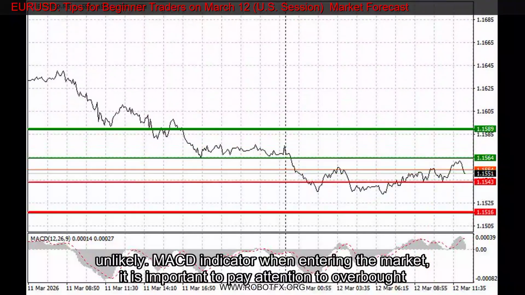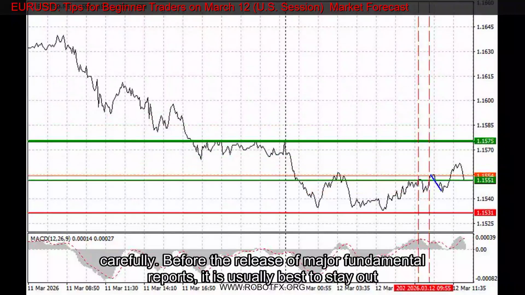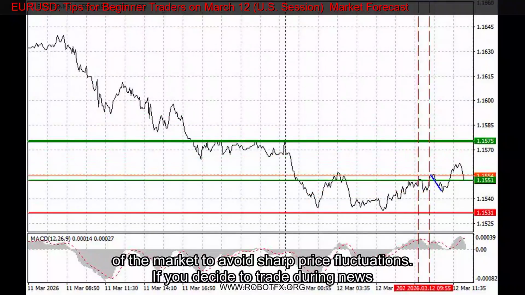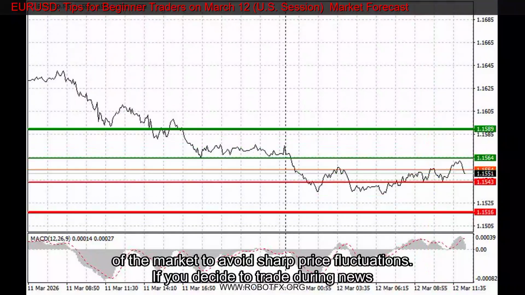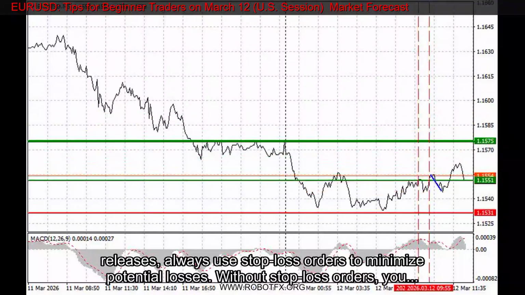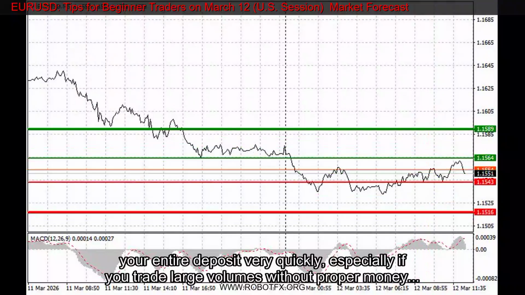Important: beginner traders in the Forex market should make entry decisions very carefully. Before the release of major fundamental reports, it is usually best to stay out of the market to avoid sharp price fluctuations. If you decide to trade during news releases, always use stop-loss orders to minimize potential losses. Without stop-loss orders, you may lose your entire deposit very quickly, especially if you trade large volumes without proper money management. Remember that successful trading requires a clear trading plan, similar to the one described above. Making spontaneous trading decisions based only on the current market situation is generally the losing strategy for an intraday trader.